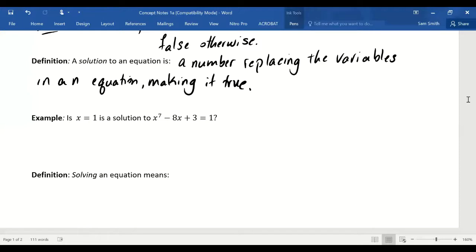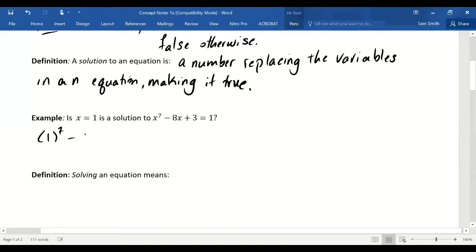But what saves us is that we only have to check whether this one number is a solution. So I think the cleanest way to go ahead and check that is to say, okay, well, I should be able to replace the x's in this equation with 1 and get a true statement if x equals 1 is supposed to be a solution. So I'm going to go in and do just that.